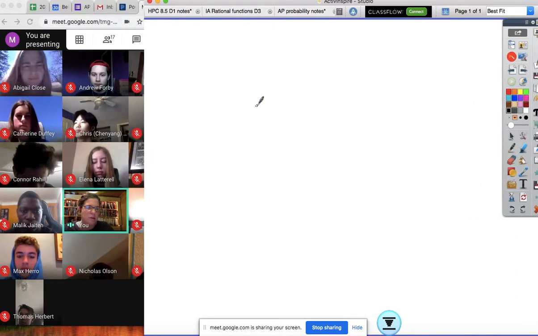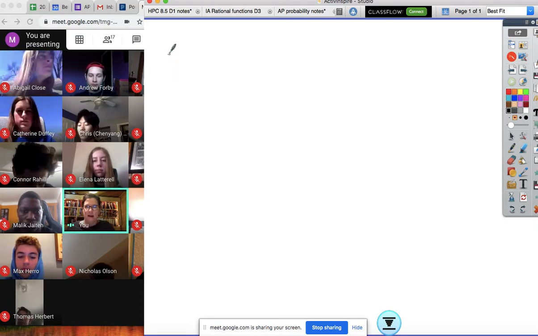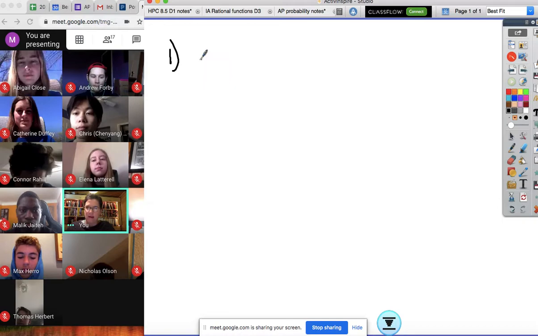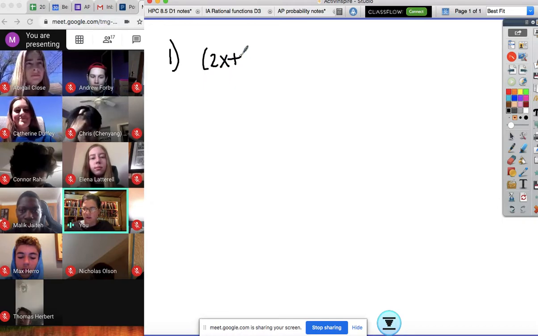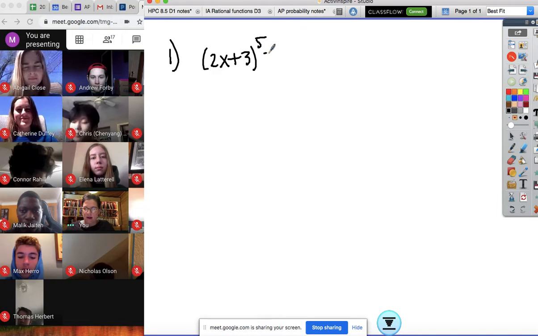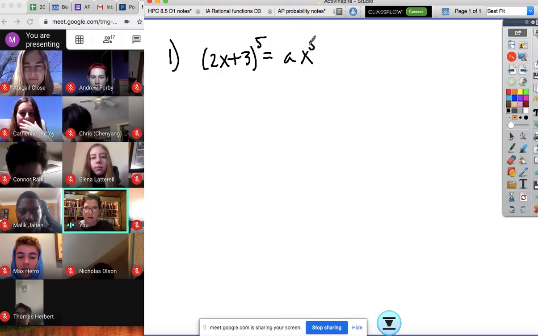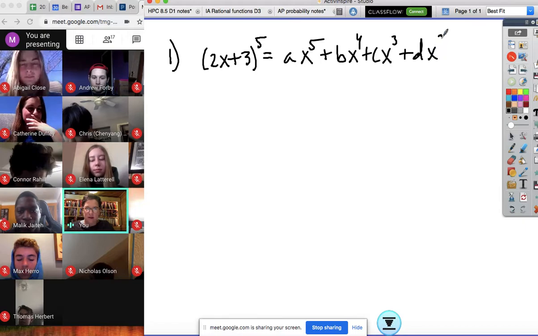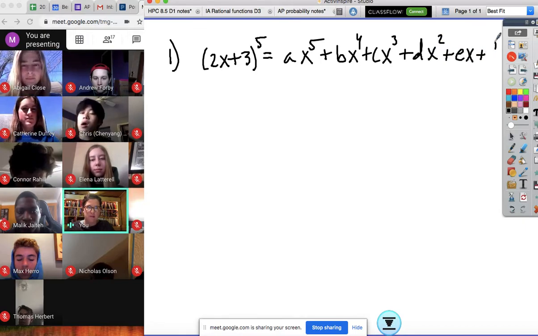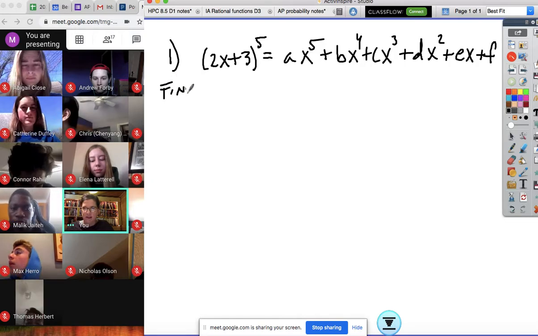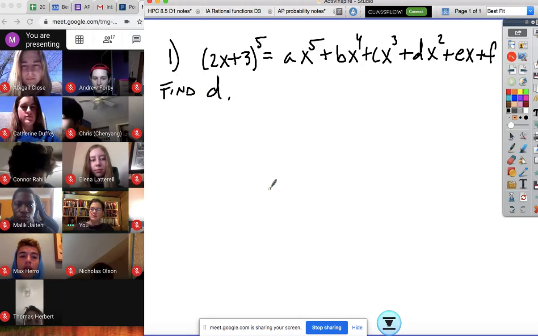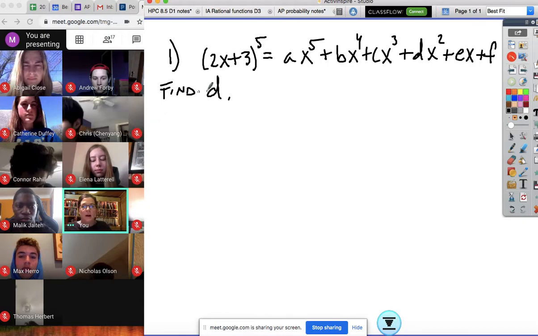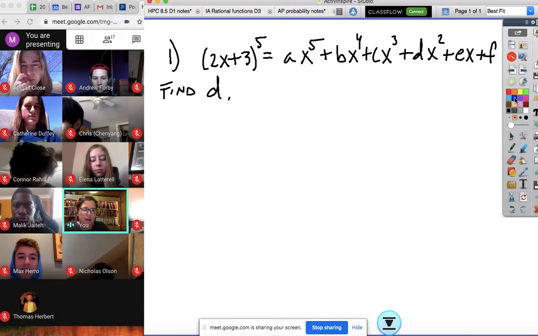Okay, so the first problem that I noticed was number 1, and that was when we had (2x + 3) to the 5th, and we were given ax to the 5th plus bx to the 4th plus cx to the 3rd plus dx squared plus ex plus f, and we were supposed to find d. There's a couple ways you can do this. Some of you might have kind of started off going the long way about doing it.